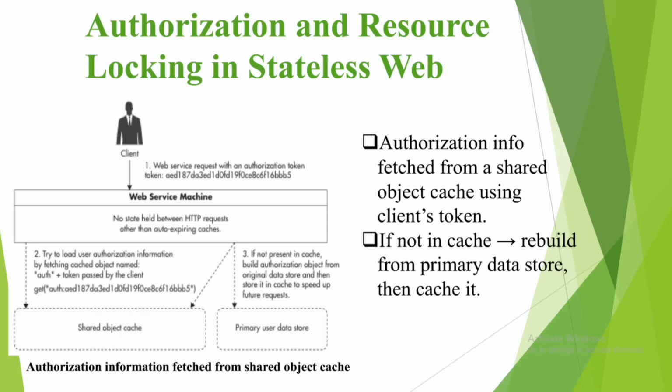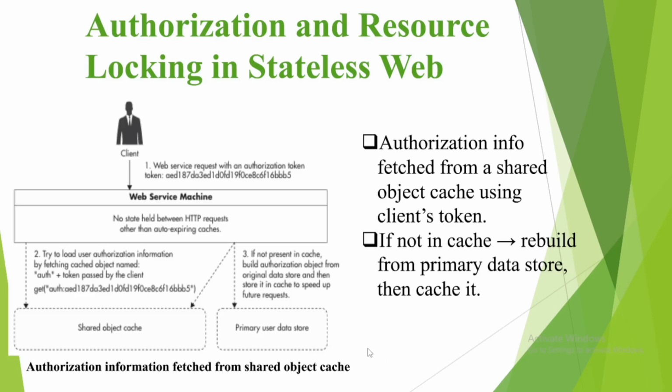Now, let's talk about authorization and resource locking in a stateless web service. In this figure, we can see how a stateless web server handles authorization using a shared object cache. When a client sends a request with an authorization token, the web service checks the cache for that token info. If it's found, access is granted instantly. If not, it's rebuilt from the main data store and then stored in the cache for the next time. This keeps the service fast and still stateless.